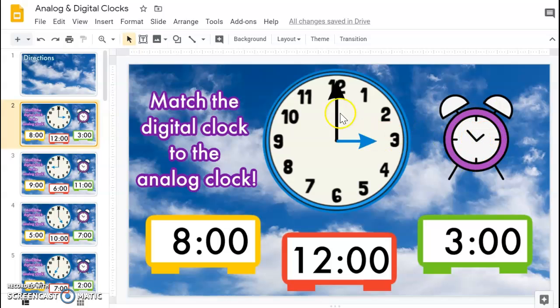So I'm looking at this clock and I see that the hour hand is pointing at the 3, and here's a little hint for you, the hour hand is blue. So if it's pointing at the 3, I know that this clock says 3 o'clock.